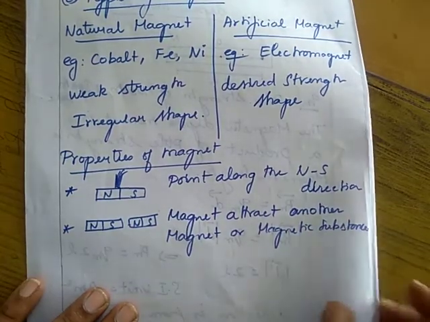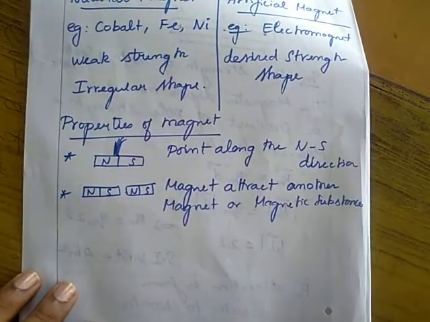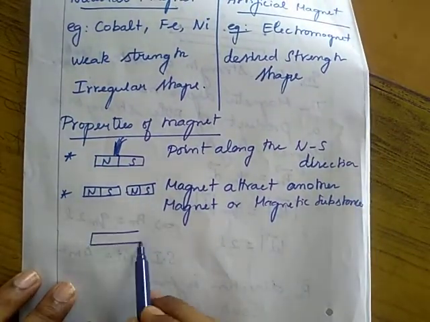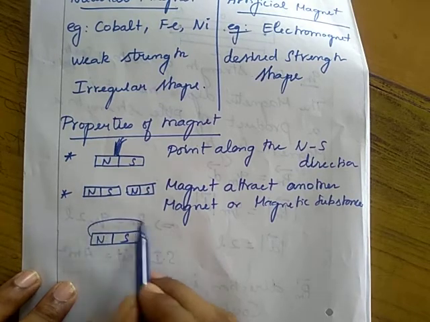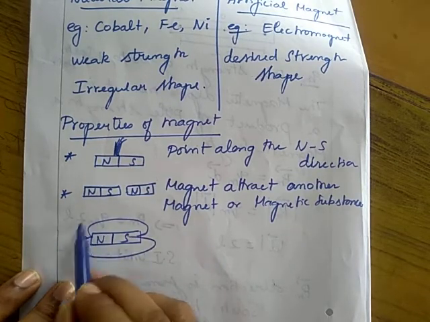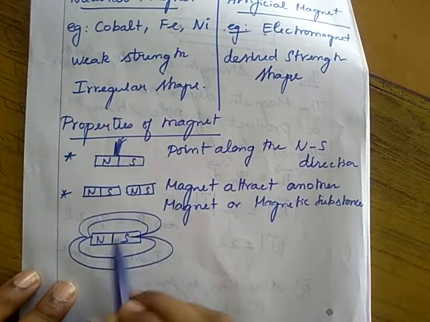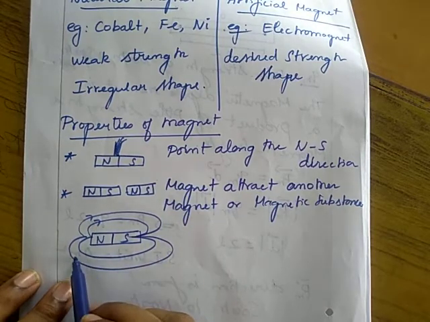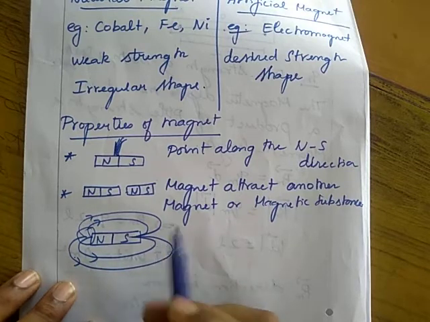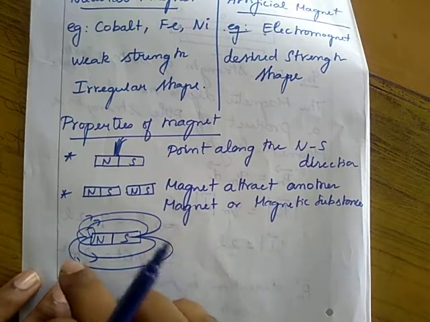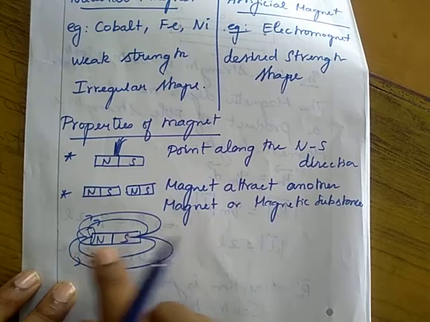Then this attractive force is always greater only at the end of the magnet. This is because here the magnetic field line density is higher at the end of the magnet. So the attractive force is greater at the end of the magnet.